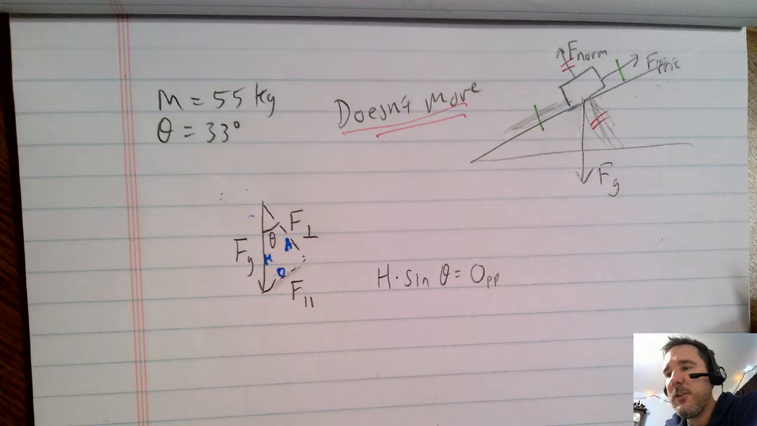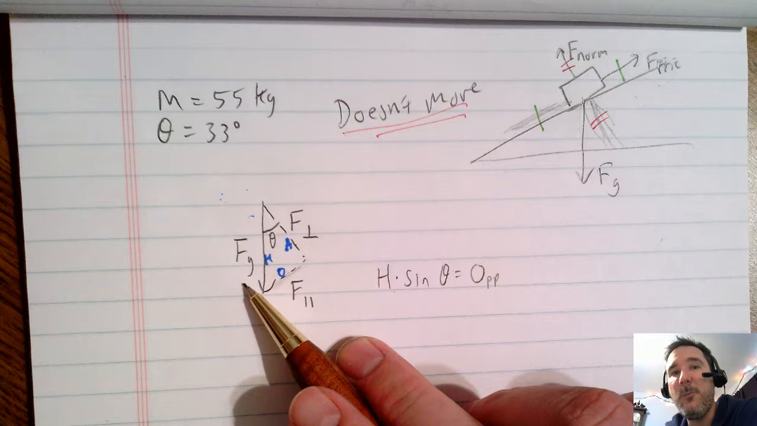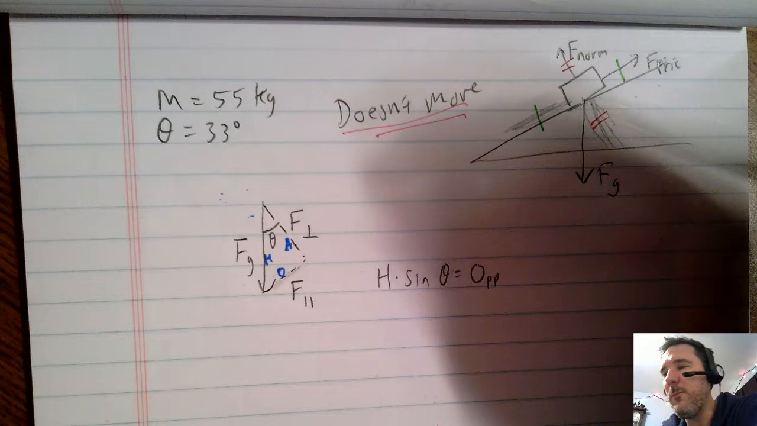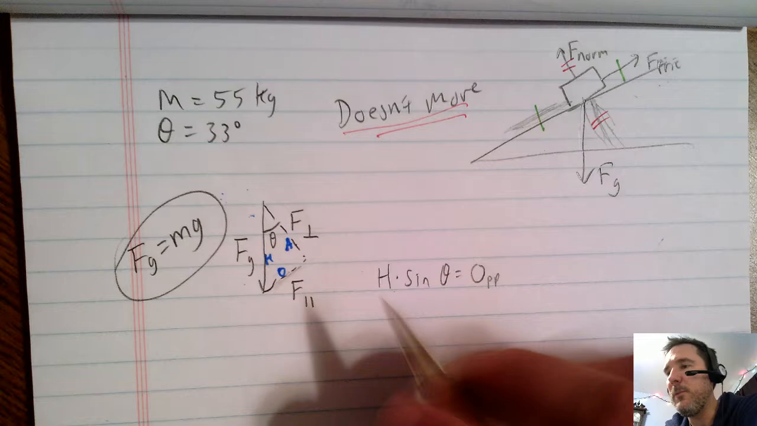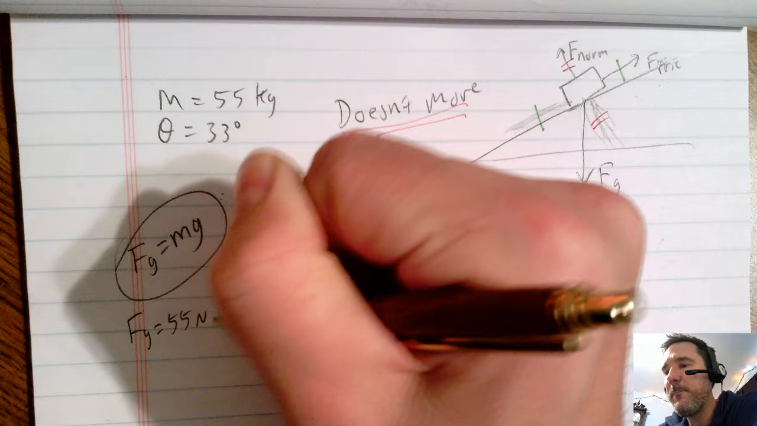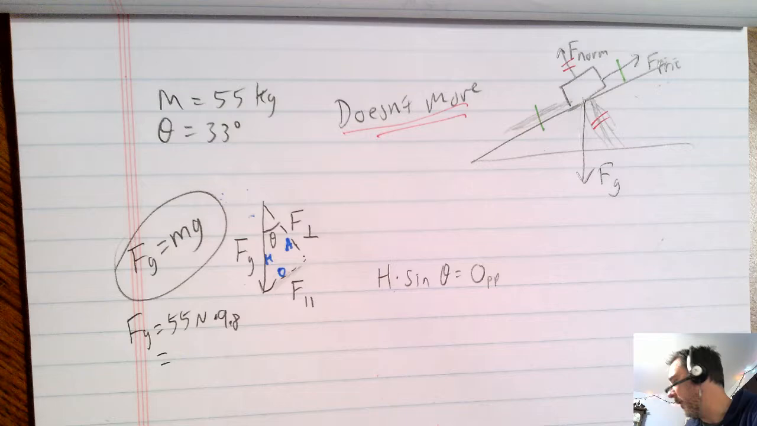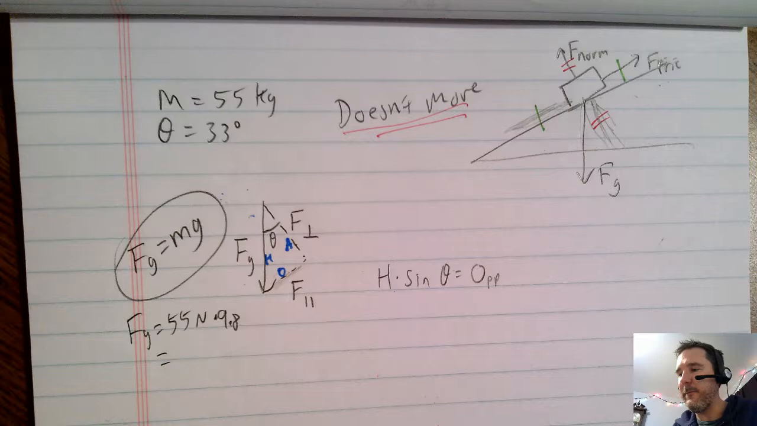What's my H? H is going to be my force of gravity. Oh, I don't know my force of gravity. Well, crud. If only we knew how to figure that out. Oh, wait. We just did that. Well, I talked about it briefly. Force of gravity is mg. All right. So my force of gravity is going to be 55 kilograms times 9.8. Getting a little crowded in here. And so 55 times 9.8 is 539 newtons.